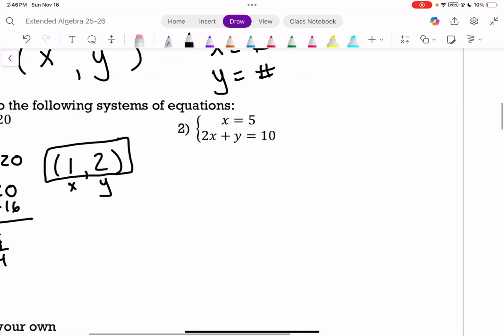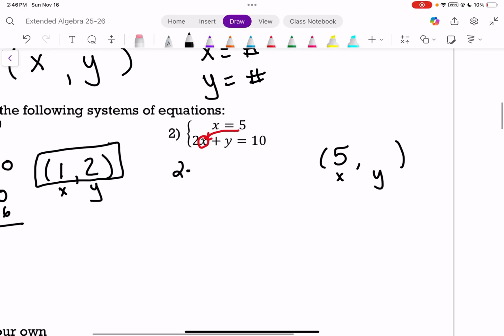Question number 2 here. x equals 5. 2x plus y equals 10. So in our answer, we already know what our x value is. We know that our x is 5. We're going to use that to help us find y. So I'm going to replace this x with this 5. So 2 times 5, I could use the parentheses like I did on the last one, plus y equals 10.